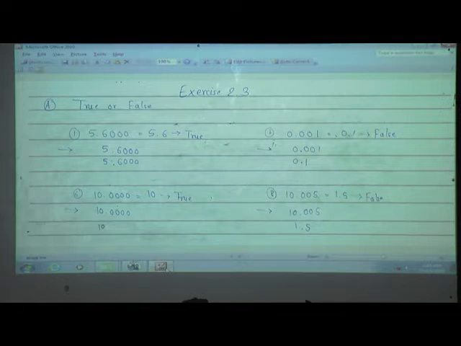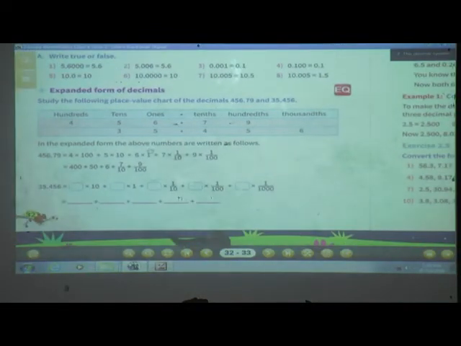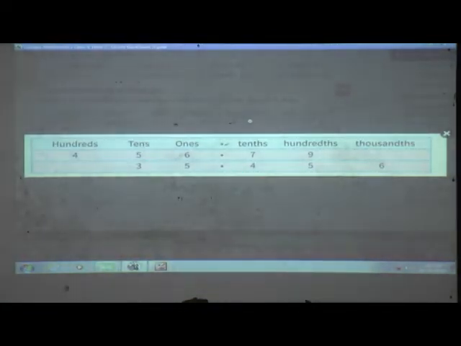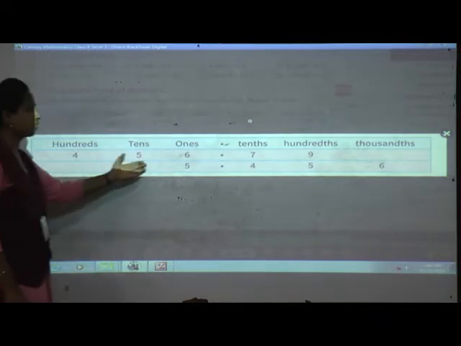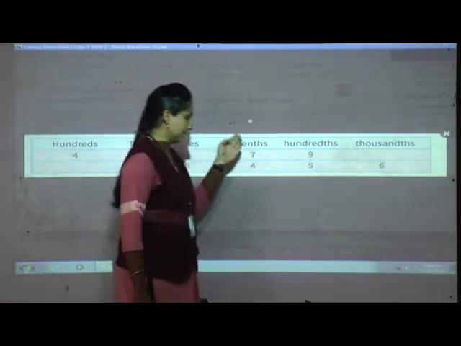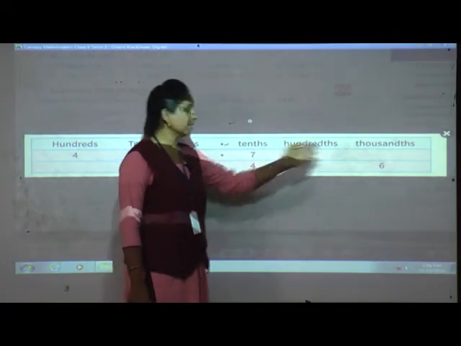Now we'll move to the next concept. Now we are going to see the expanded form of decimals. Now study the following place value chart of the decimals 456.79 and 35.456. Now see the place value chart. Yes, you have studied the place value chart of decimal numbers. What comes after the ones? First the decimal point, then tenths, hundredths, then thousandths.